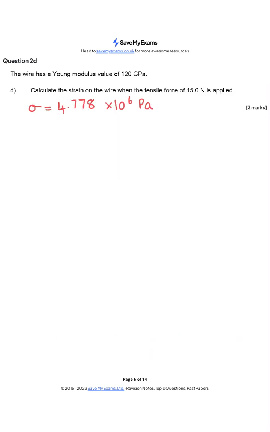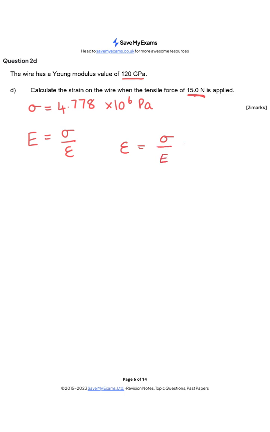Our next question is linking our Young's modulus that it's given us, 120 gigapascals, to the stress that we worked out last question, and it wants us to calculate the strain. The reason it's given us this 15 newtons is just to say the stress that we calculated in our last question is still correct. So we're going to be rearranging this equation, stress divided by strain. So strain is stress divided by the Young's modulus.